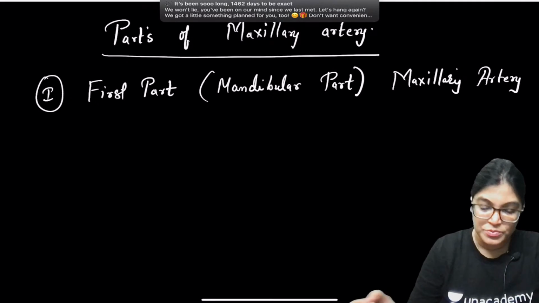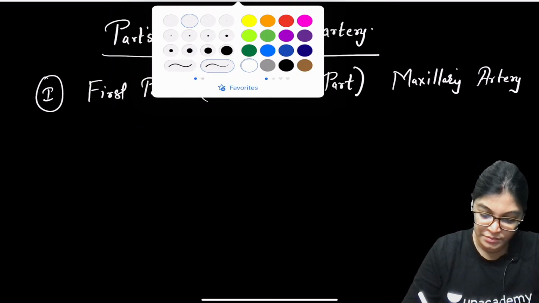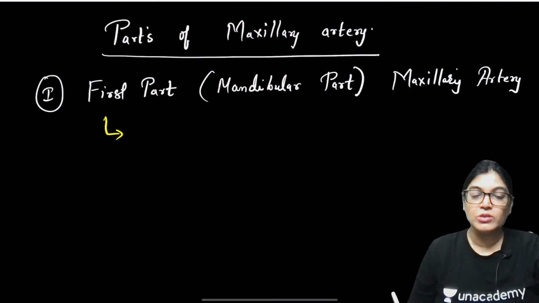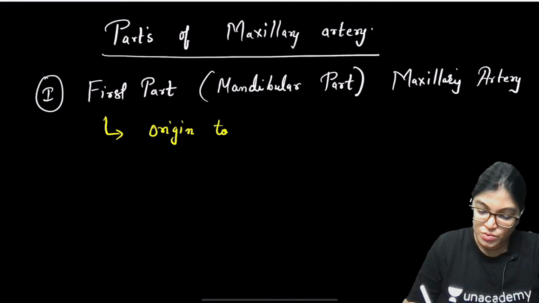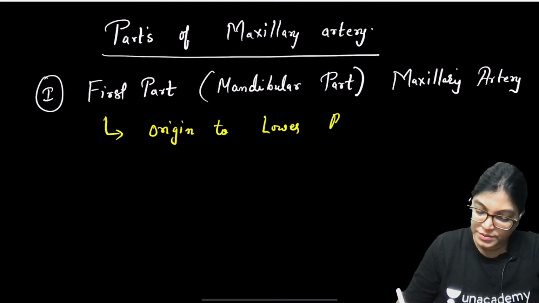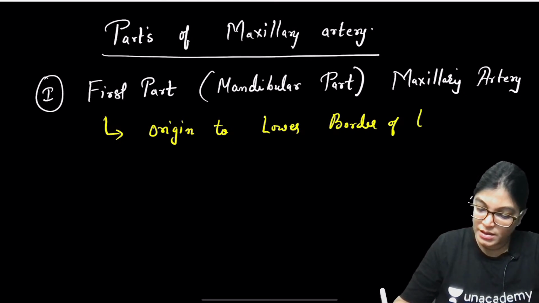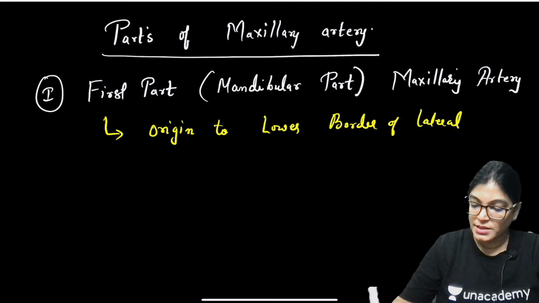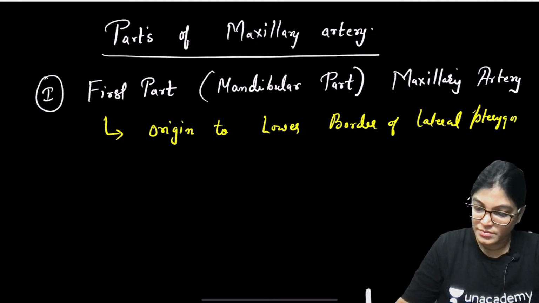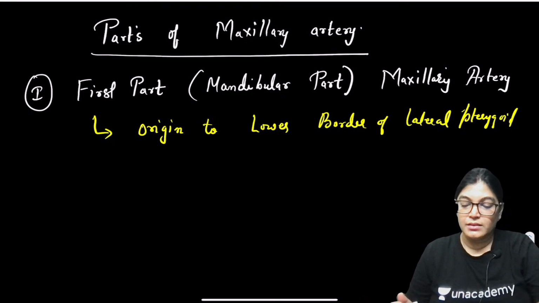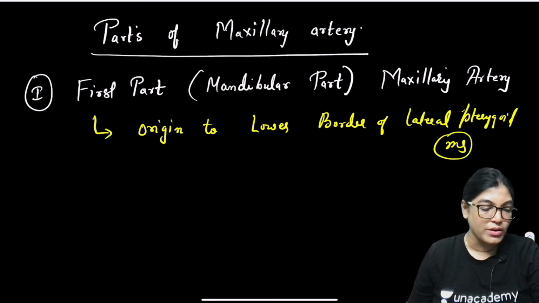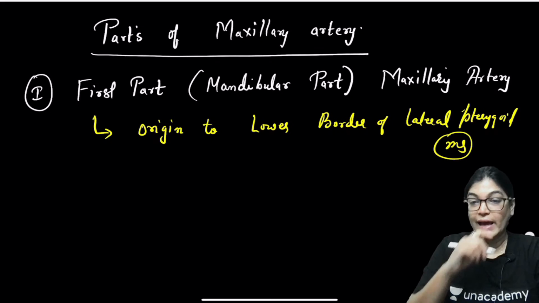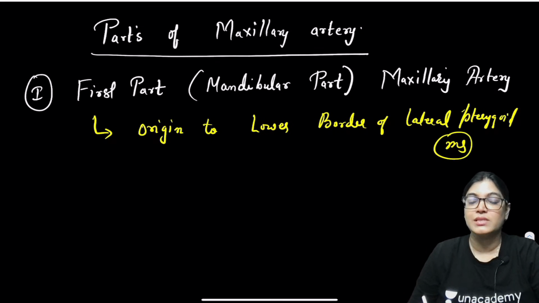Now coming to the description. The first part extends from the origin to the lower border of lateral pterygoid muscle. It starts from the origin close to the neck of the mandible, and then traverses till the level of the lower border of lateral pterygoid muscle.